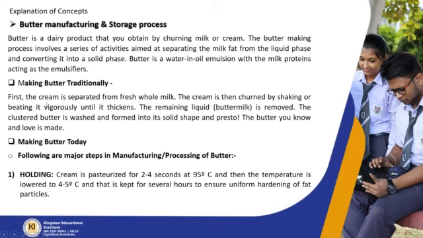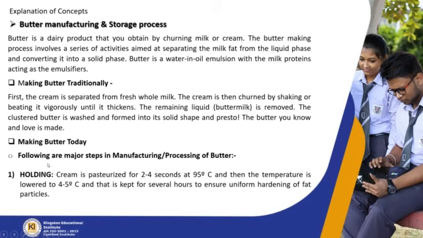First, the cream is separated from fresh whole milk. The cream is then churned by shaking or beating in a vertical unit to thicken it. The remaining liquid, known as buttermilk, is removed. The concentrated butter is washed and formed into solid shapes. This is the traditional way of making butter. But nowadays butter demand has grown, so butter is made on an industrial scale.